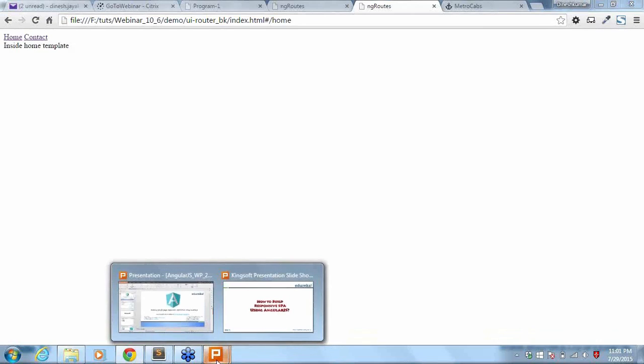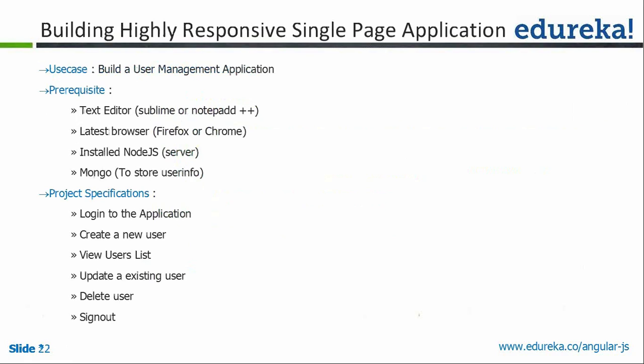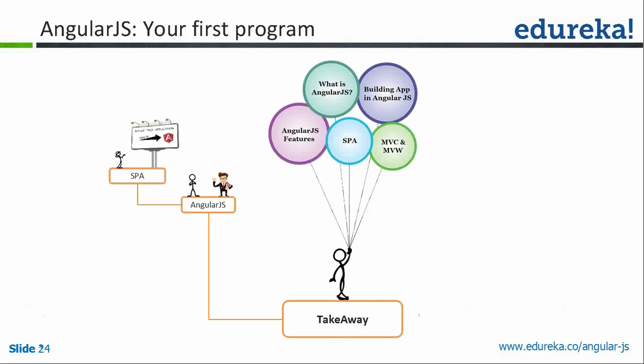Okay, so we have just a few more slides. Let's go through them. We have seen how to create the first AngularJS application: including the AngularJS file, bootstrapping the app, creating the controller, and running the application. This is how we write our first Angular app. Next, we built a basic single page application, using a text editor, browser, Node.js, and MongoDB if you want to have it. We didn't create this app; instead, we saw directives and other information. That's all in the demo, and this is how we built our first program.